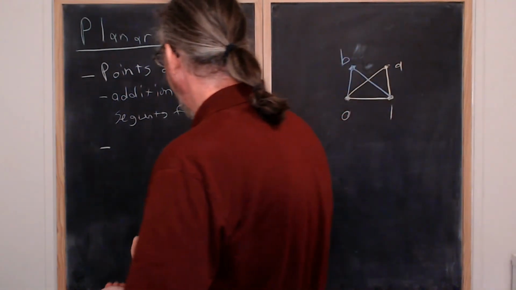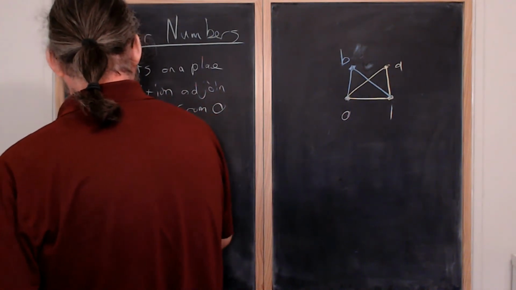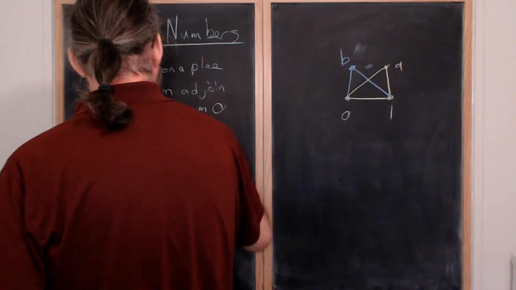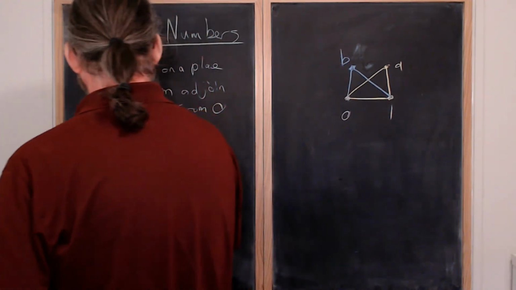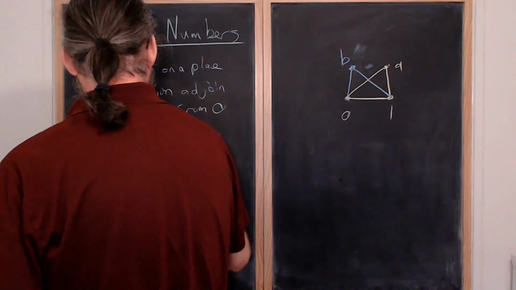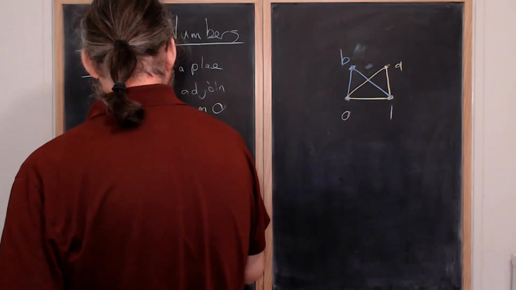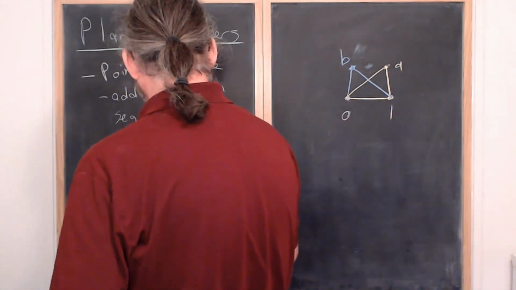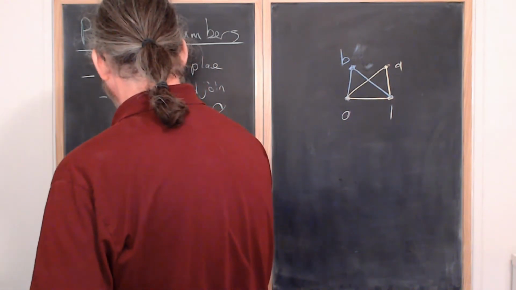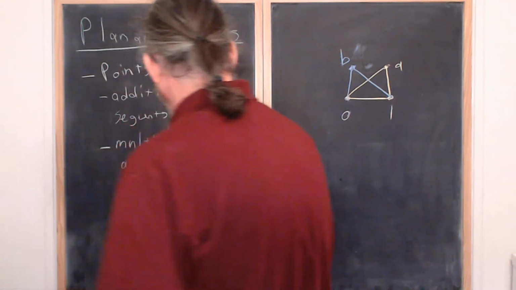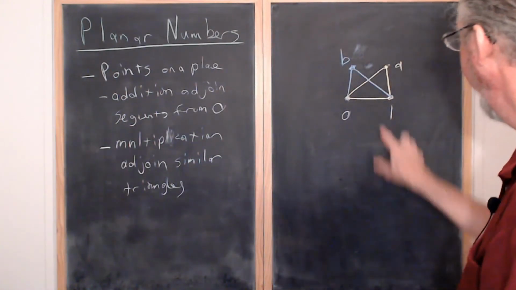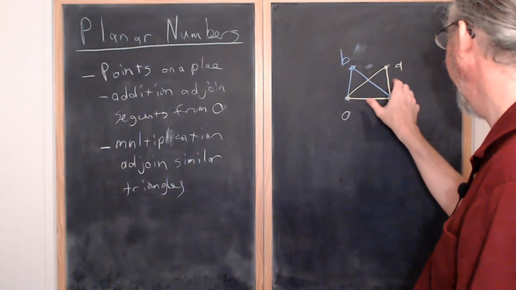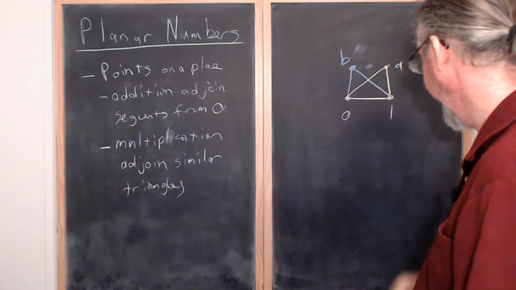So for multiplication, we adjoin similar triangles. So what does that look like? To adjoin, so for A times B, I need to take A and then adjoin the triangle for B.